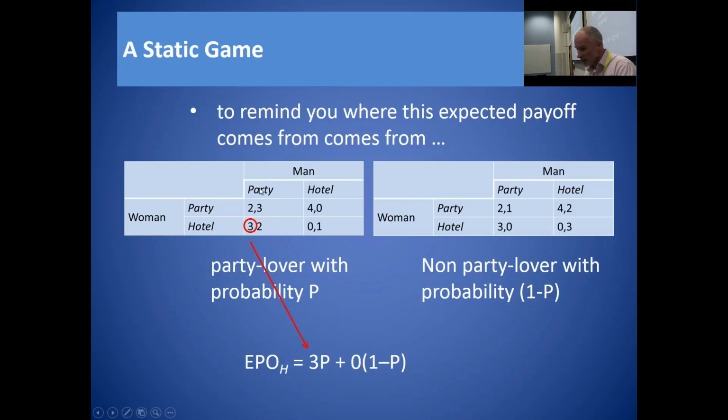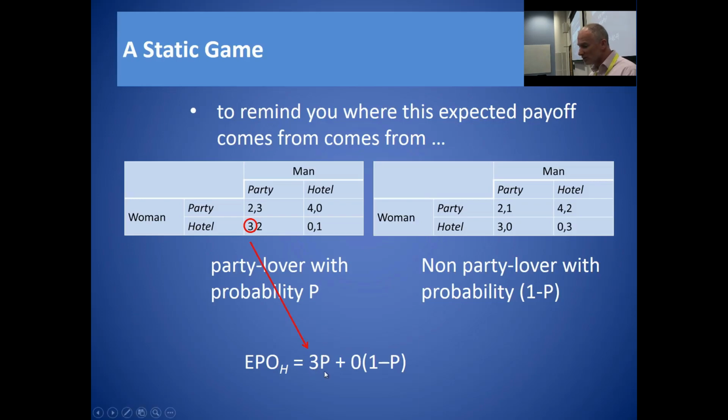So, in this one, that's what the man will do. He will choose this column here. And so if the woman goes to the hotel, whilst the man goes to the party, which he will always do if he's a party lover, the woman will get a payoff of 3. And so there you go. That's where we got that value of 3 from.